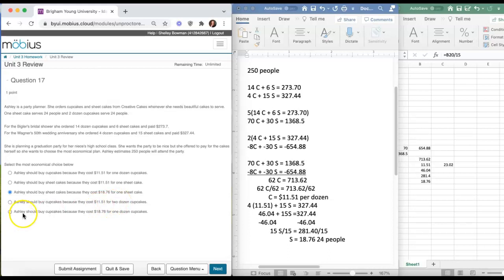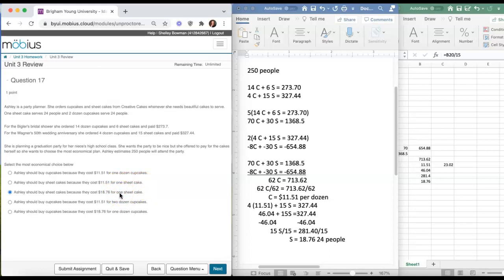The next one, Ashley should buy cupcakes because they cost $18.76. Nope, that was the price for the sheet cake. So let's just verify they cost $11.51 per 1 dozen. That is true, but it isn't the most efficient. And Ashley should buy sheet cakes because it costs this for 1 sheet cake. Nope, that was the cost for 1 dozen. So this is the correct answer.